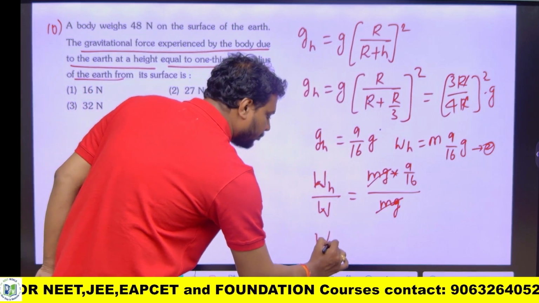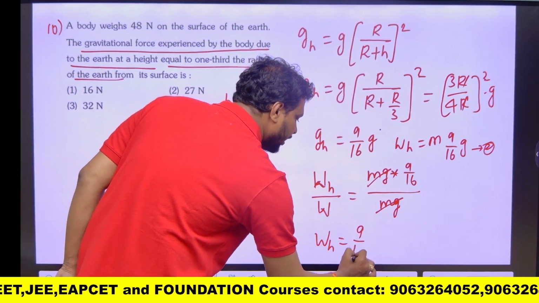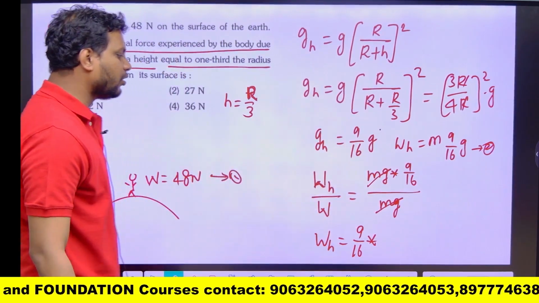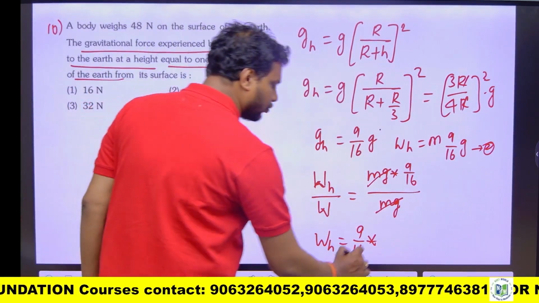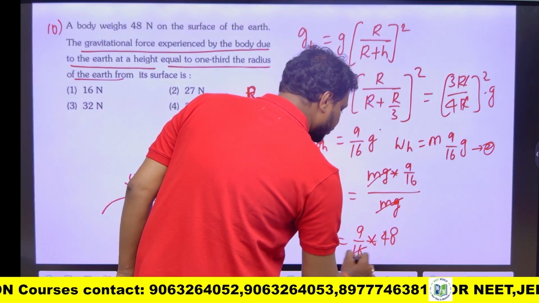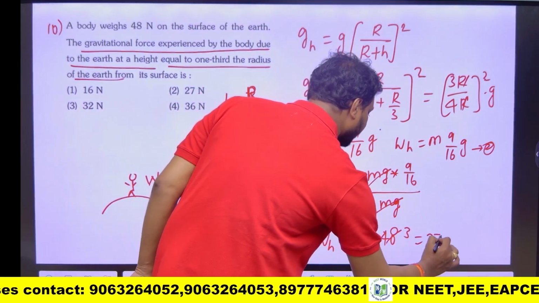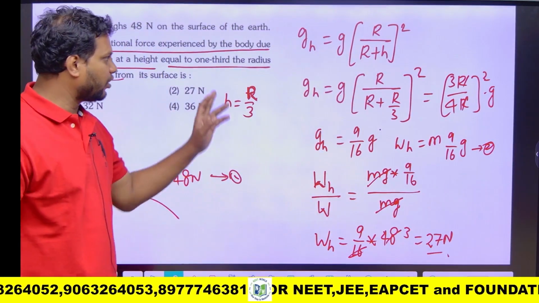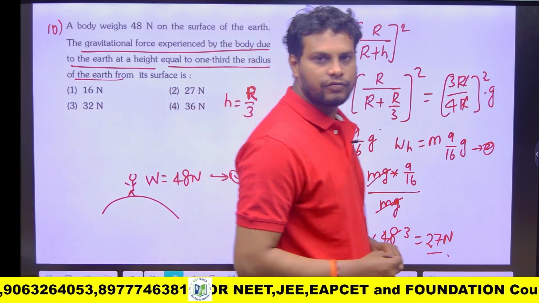Then weight at a particular height is equal to 9 by 16 times of, I'll bring this weight to the right hand side, that is weight on the surface of the earth, which is equal to 48 Newton. Then 16 ones are 16, 3 nines are 27. So 27 Newton is the weight at a particular height. What is that height? 1/3 of the radius of earth.